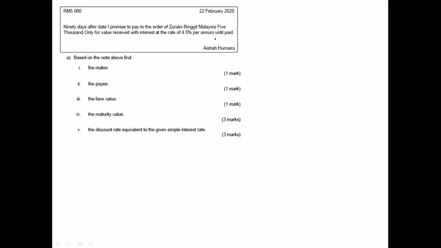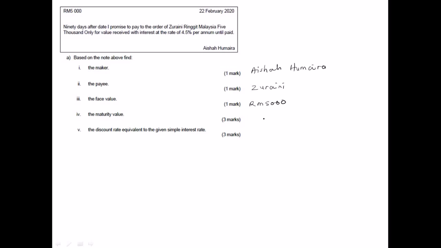Okay, based on the note above, find the maker. The maker is the person who signed the note. So the maker is Aisyah Humaira. The payee is Zuraini. The face value is RM 5000.